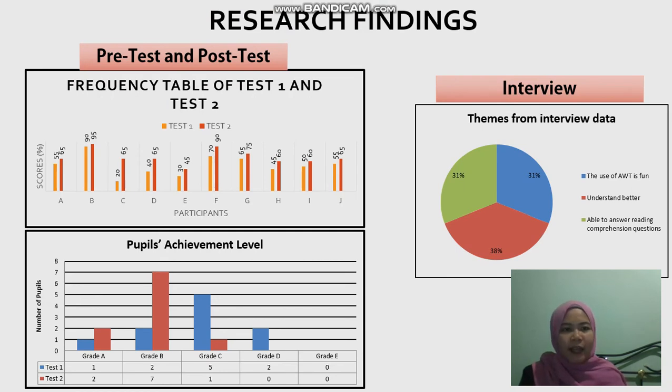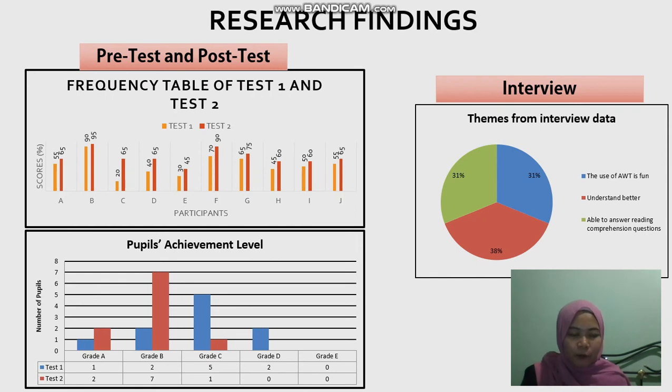Okay, for pre and post test, as we can see from the frequency table, pupils actually scored higher marks in test 2, especially for participant C, where he actually scored significantly higher marks in test 2, which is 65% compared to test 1, 20%.